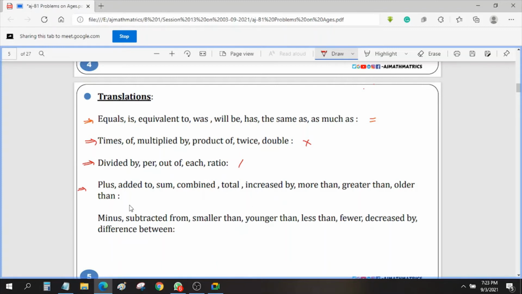Ajay is 10 years older than Vijay. Ajay's age is 10 years greater than Vijay's. Ajay's age is 10 years more than Vijay's. Ajay's age is 10 years increased by Vijay's. So if you have these terms, we can use the plus symbol.